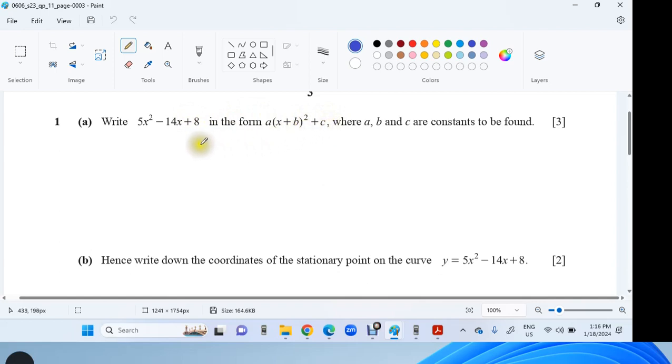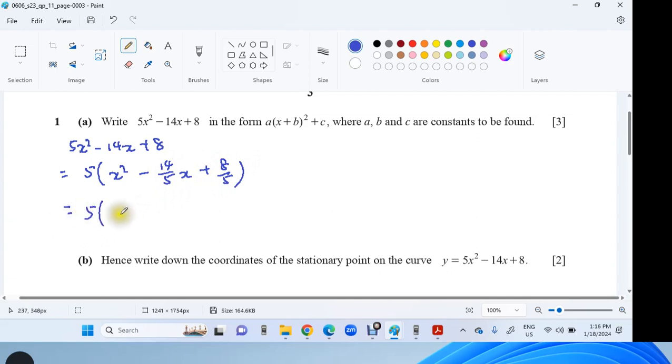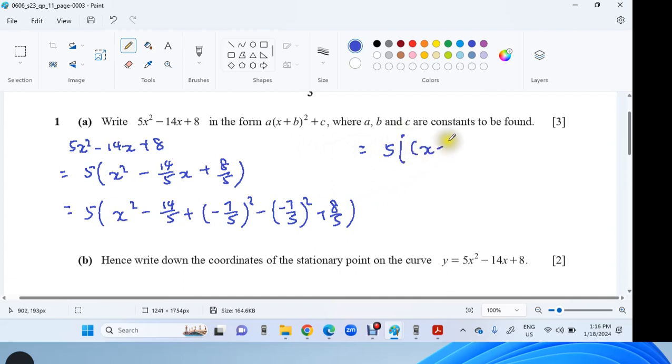One, we use completing the square. So we have 5x squared minus 14x plus 8. We factorize the 5, then it will become x squared minus 14 over 5 x plus 8 over 5. Then we have 5 times x squared minus 14 over 5 x plus negative 7 over 5 squared, minus negative 7 over 5 squared, plus 8 over 5. Okay, then it will become 5 times x minus 7 over 5 squared.